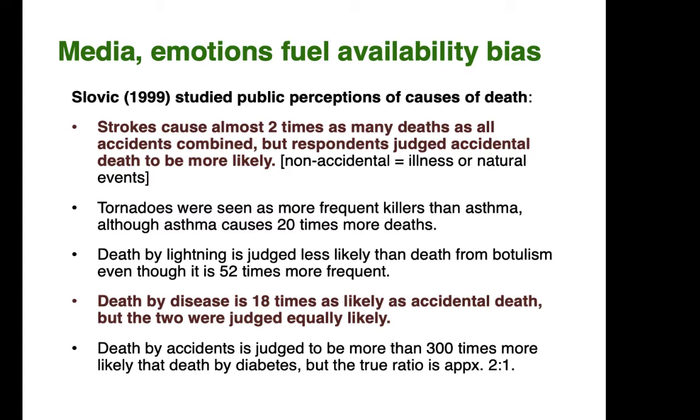Media emotions fuel availability bias. Strokes cause almost 2 times as many deaths as all accidents combined. But respondents judged accidental deaths to be more likely, where a non-accidental death is an illness or a natural event. Tornadoes were seen by people as more frequent killers than asthma, although asthma causes 20 times more deaths than tornadoes. Death by lightning is judged less likely than death from botulism, food poisoning, even though it's 52 times more frequent. Death by disease is 18 times as likely as accidental death, but the two were judged equally likely. Death by accidents is judged to be more than 300 times more likely than death by diabetes.